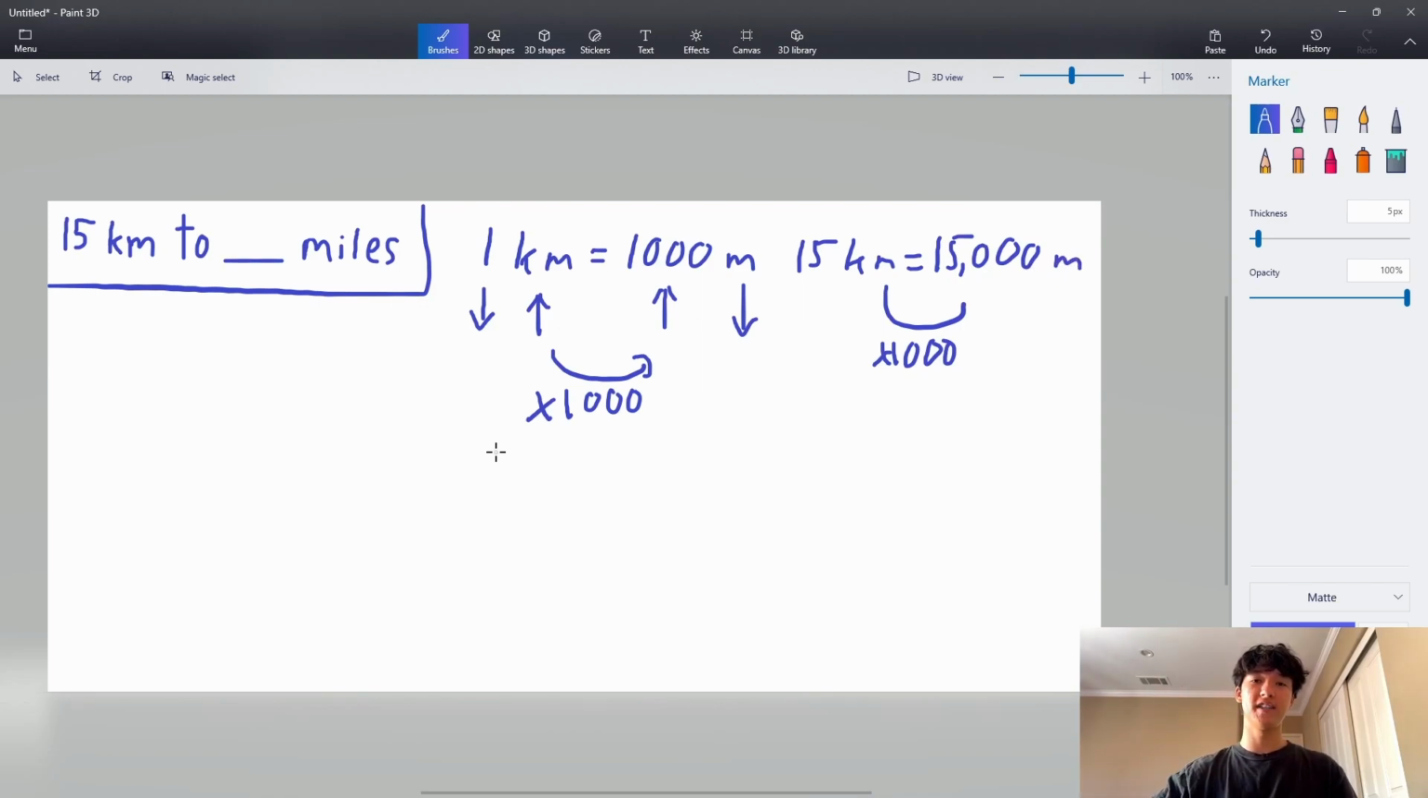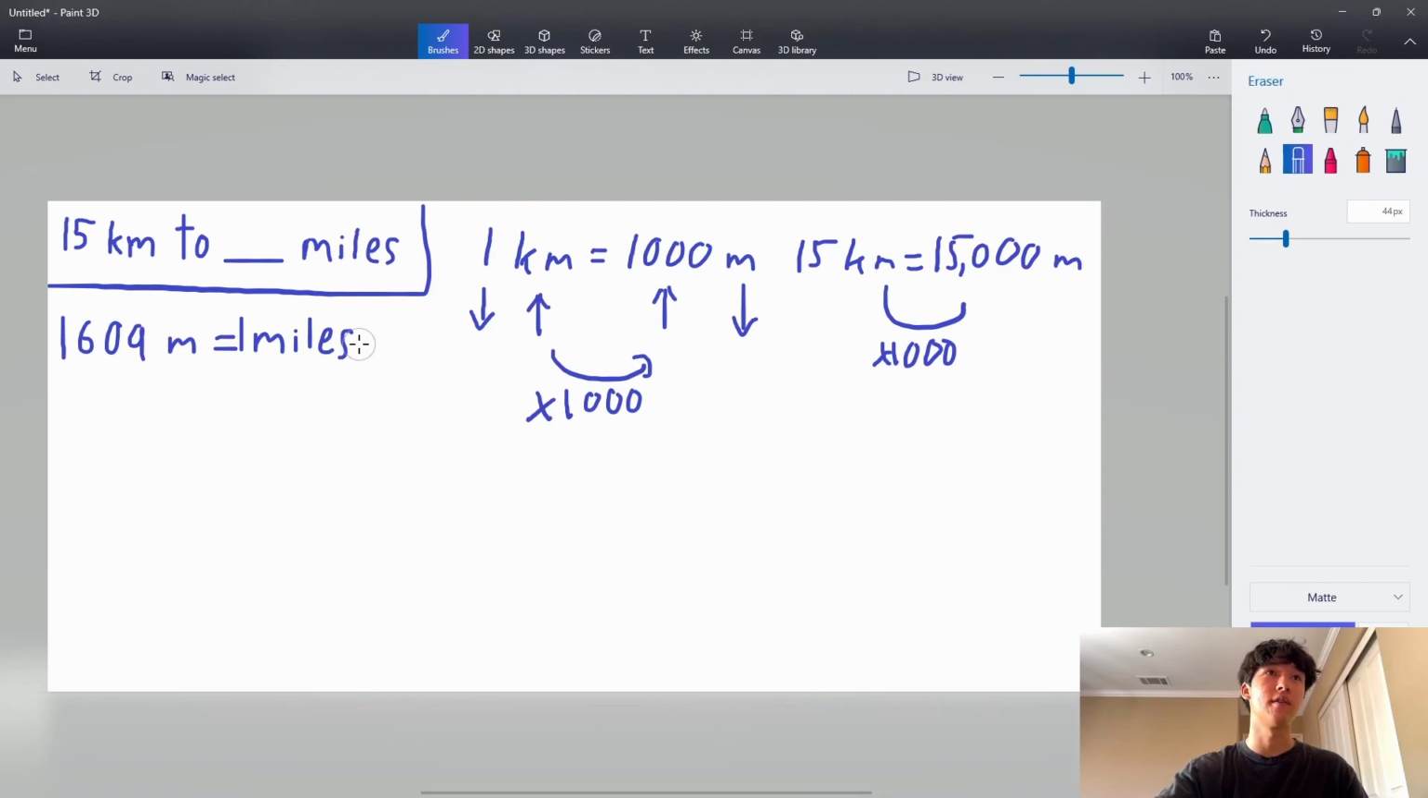The reason why is that in this problem specifically, we're actually given this. I'm sorry, I didn't give us all the information that we needed. It's 1 mile. So 1,609 meters is equal to 1 mile, approximately.